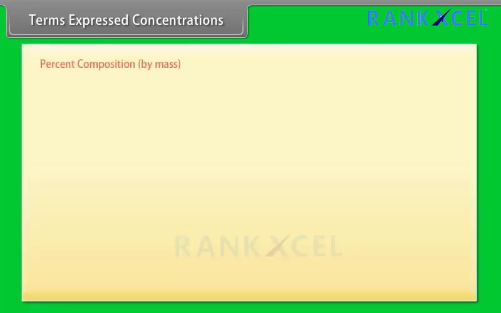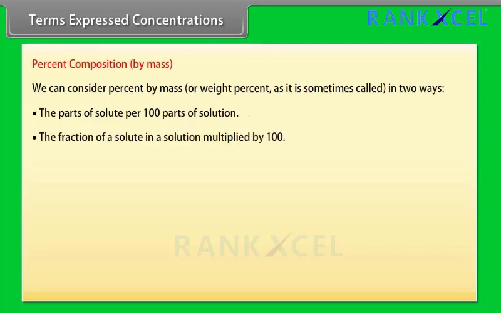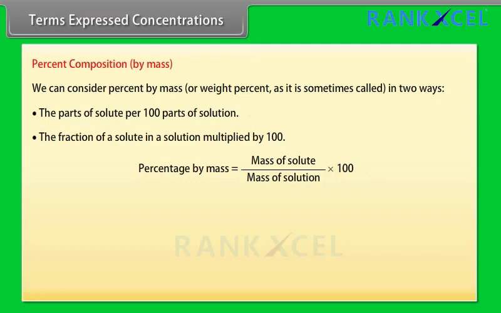Terms expressed concentrations. Percent composition by mass. We can consider percent by mass or weight percent, as it is sometimes called, in 2 ways. The parts of solute per 100 parts of solution. The fraction of a solute in a solution multiplied by 100. Percentage by mass is equal to mass of solute upon mass of solution into 100.